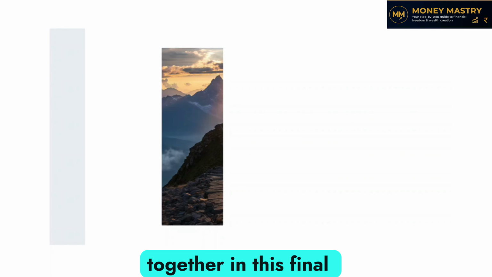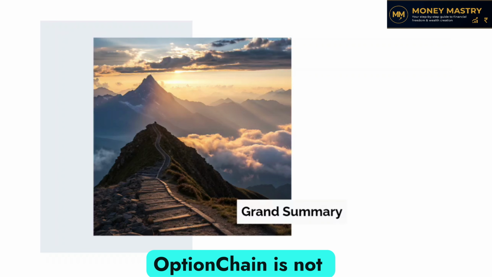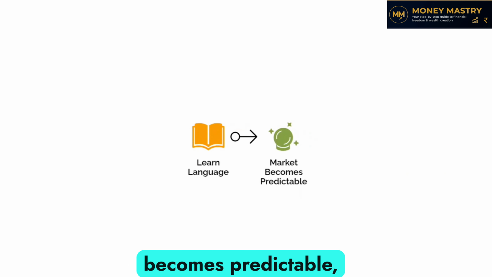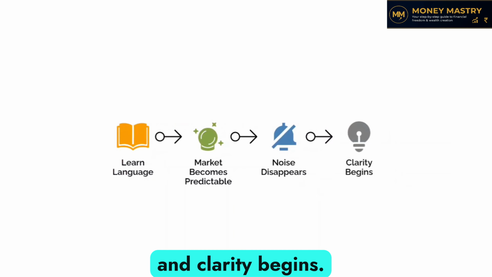Let's bring everything together in this final message. Option chain is not just numbers. It's the language of the market, a language spoken by the biggest players that reveals everything before it happens. Once you learn this language, the market becomes predictable, the noise disappears, and clarity begins.